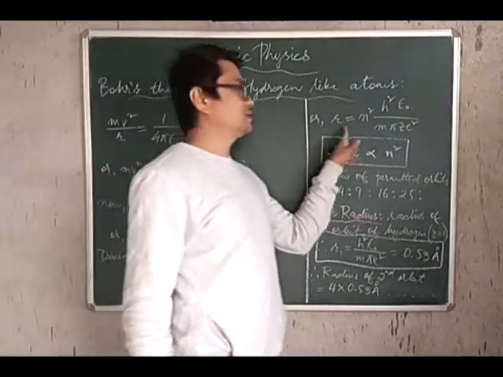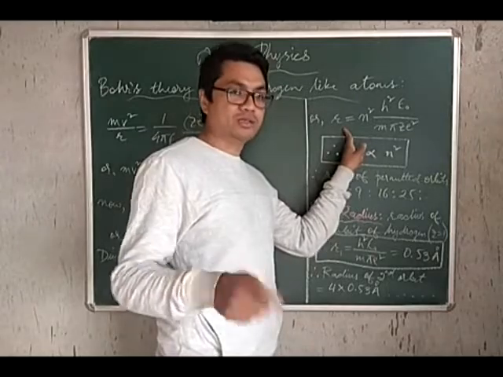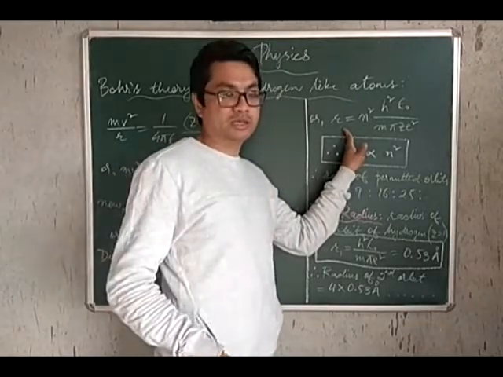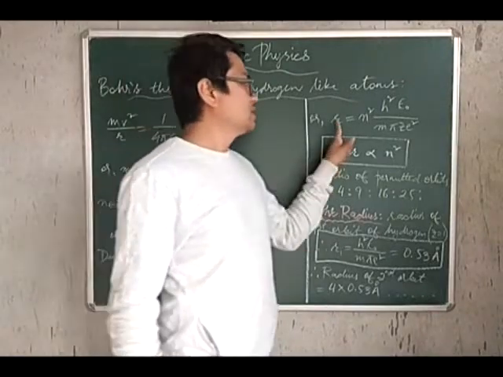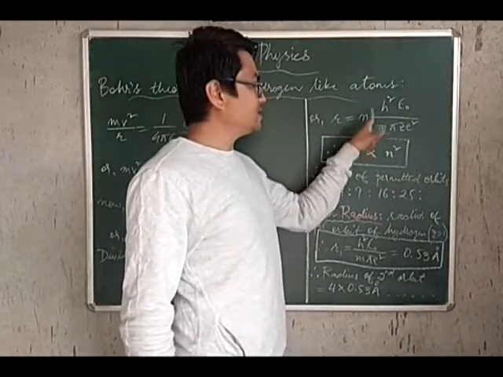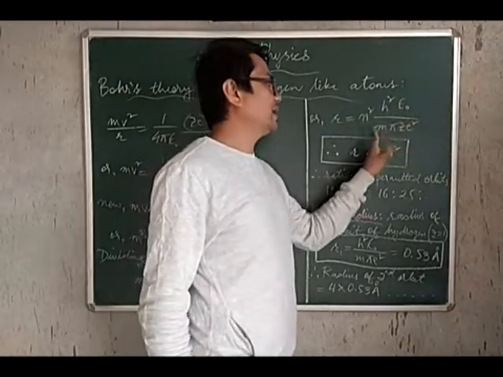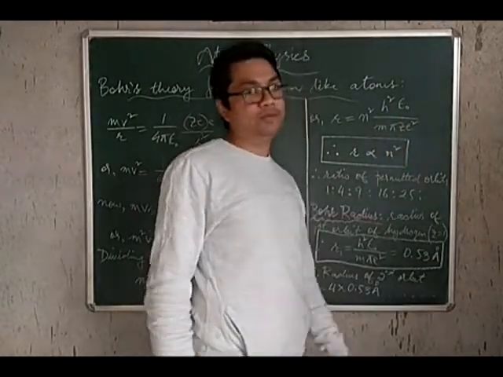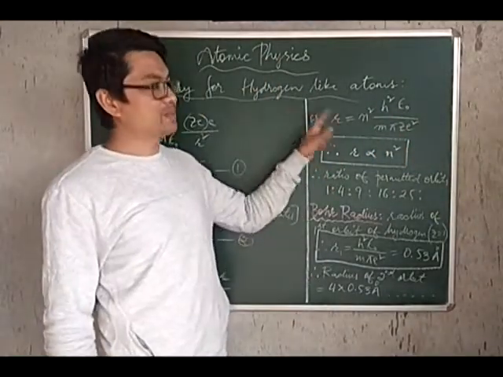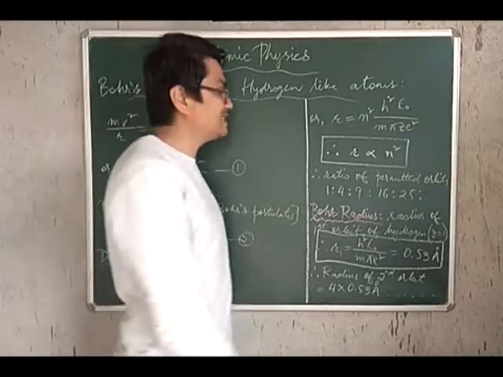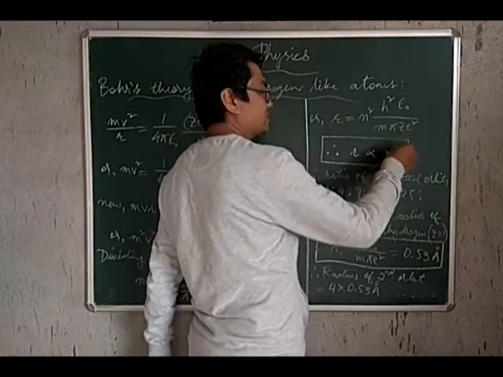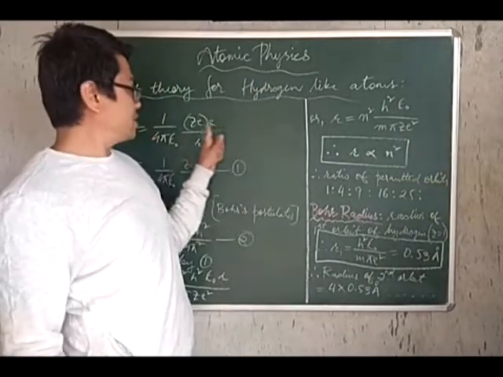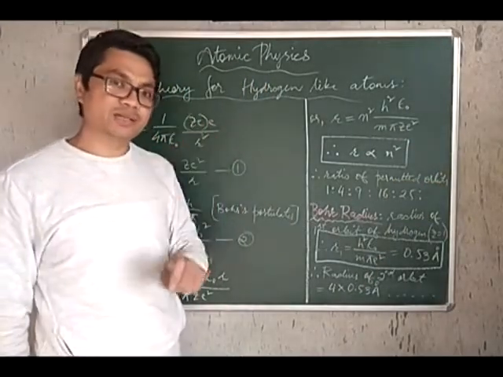And what you get is the expression for the radius of the stable orbits around which electrons can go round the nucleus. So the expression for the radius is n squared h squared epsilon naught divided by m pi Z e squared. Like I said, this is the expression for the radius of stable orbits. And we see that h, epsilon naught, m, pi, and e squared are all constants. Z, of course, is the atomic number. Do not forget.